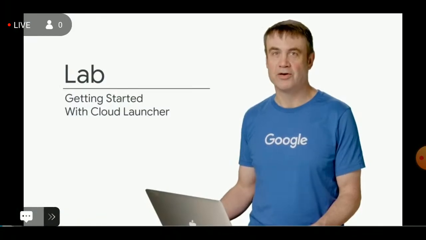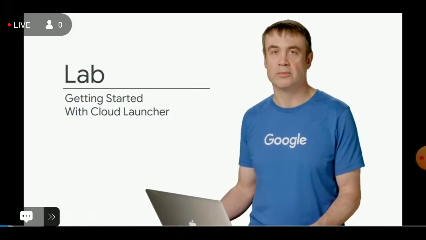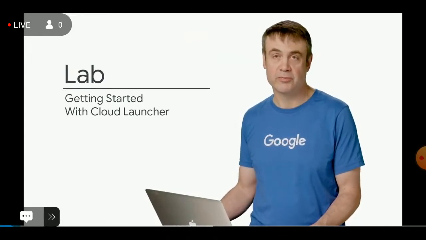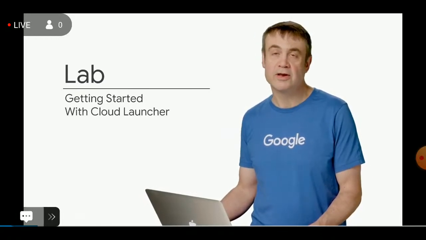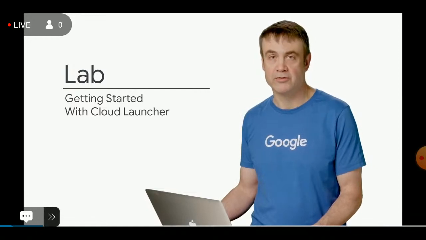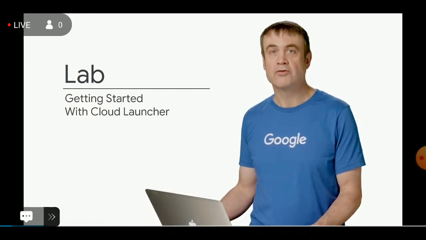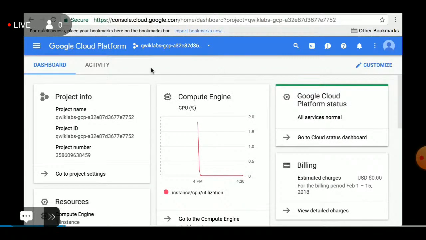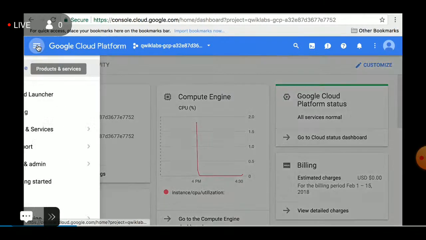In this demonstration, I'll use Cloud Launcher to deploy a solution on Google Cloud Platform. The solution I've chosen is a LAMP stack. LAMP stands for Linux, Apache, MySQL, PHP. It's an easy environment for developing web applications. I'll use Cloud Launcher to deploy that stack into a Compute Engine instance. In the GCP console's Products and Services menu, I click Cloud Launcher.